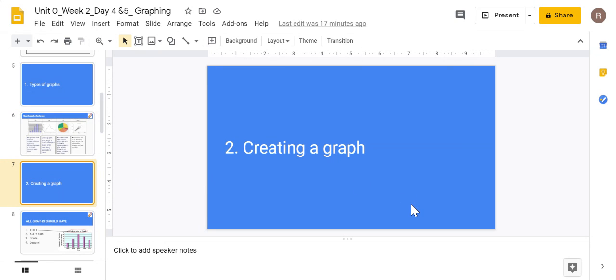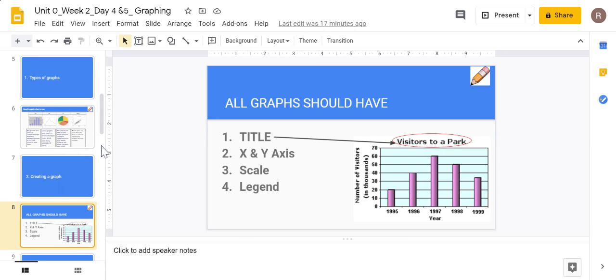So how do we create these graphs? There are four main things that all graphs should have. You will get marked wrong on a bunch of homework or test assignments, homeworks, quizzes, or on a test if you do not have all of these parts.